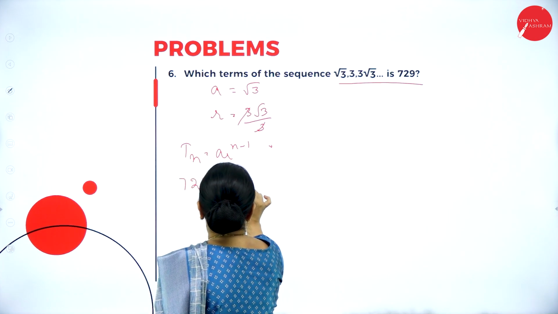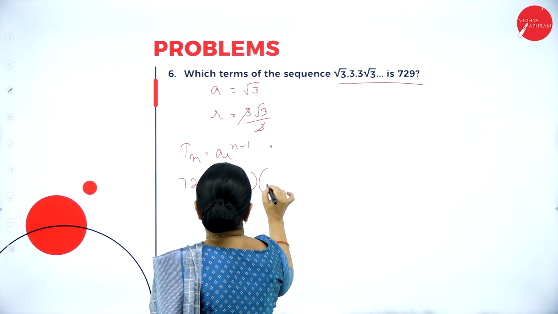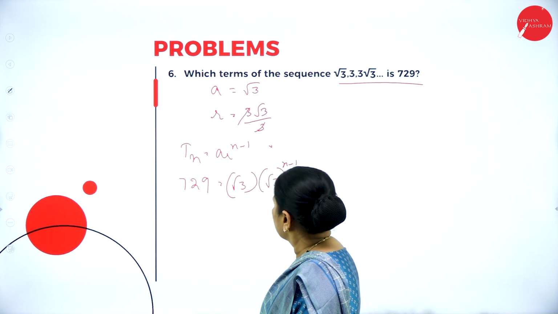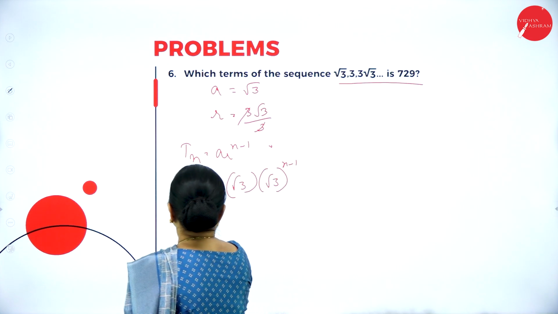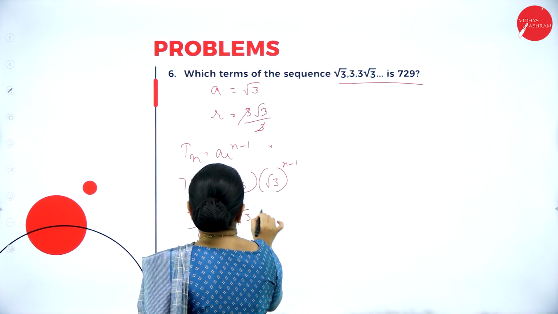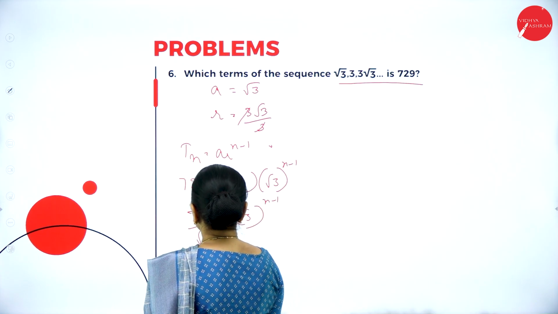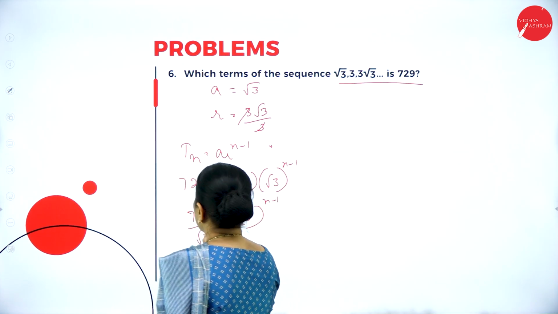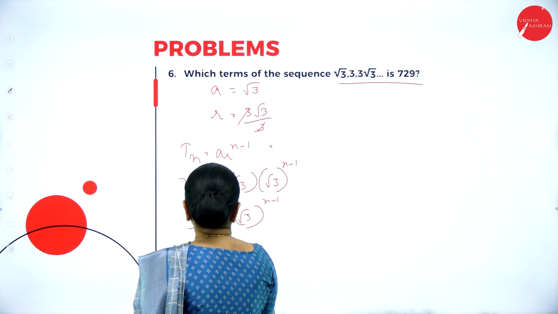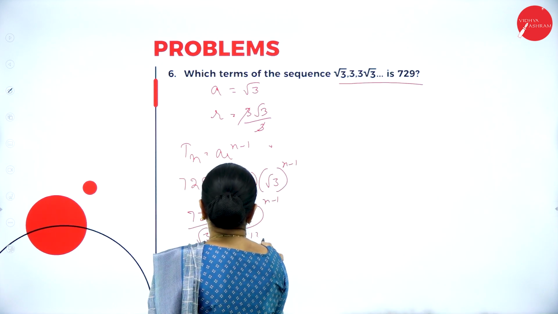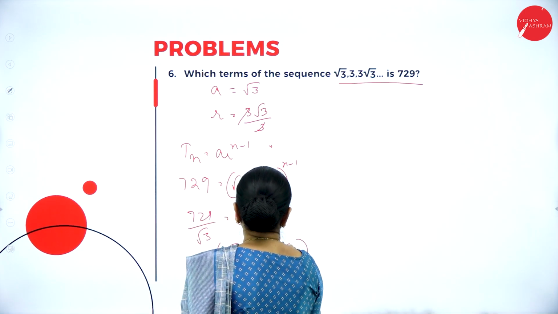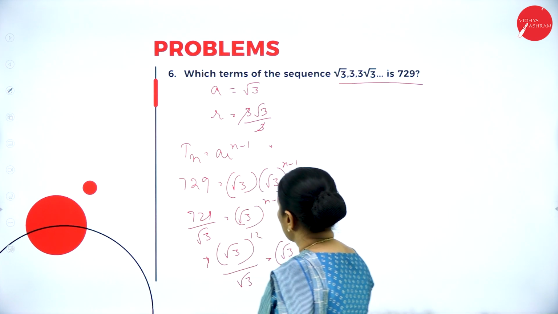729 equals root 3 into R is equal to root 3 to the power of n minus 1. So 729 by root 3 equals root 3 to the power of n minus 1, or I can rewrite this 729 as, this can be written as root 3 to the power 12 by root 3 equals root 3 to the power of n minus 1.